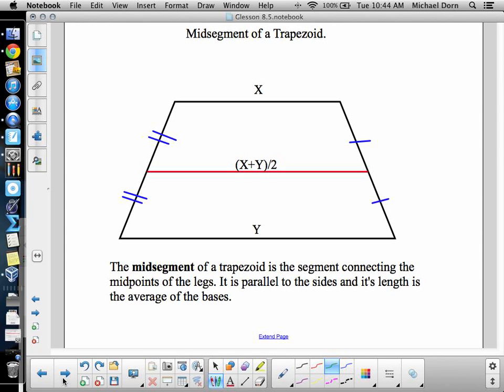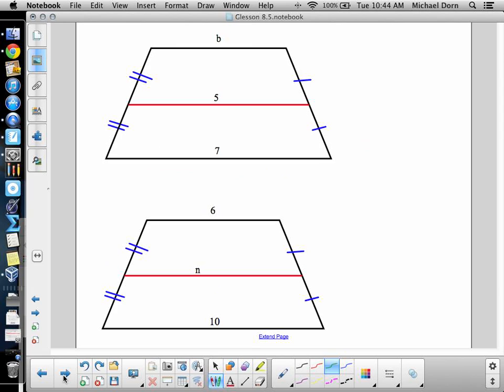Lots of stuff here. The length of the mid-segment is the average length of the bases. We add and divide by 2. Now, in a lot of cases, that's pretty easy. And like I say, the other thing is it's parallel. So you get all sorts of pairs of interior angles and sorts of things going on here. Now, sometimes that's pretty easy. Let's look at this one to start with.